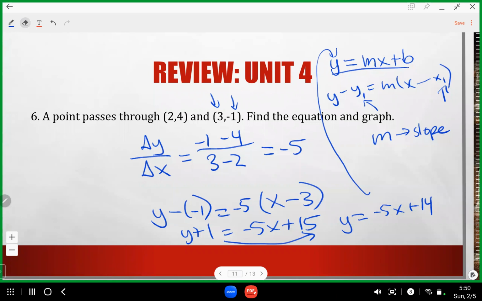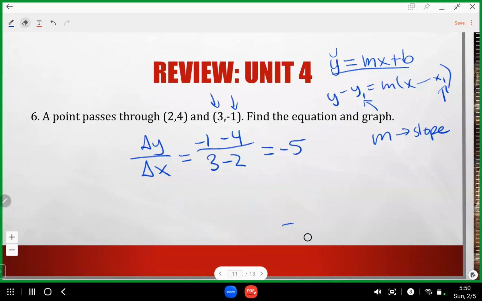you could just use these 2 points. Just connect those 2 points, and that's a line. Same thing. So let me just regraph this for a second. Here, put this over there. And it's going to be y is equal to negative 5x plus 14. That is our equation derived from point slope form and then converted to slope intercept form.